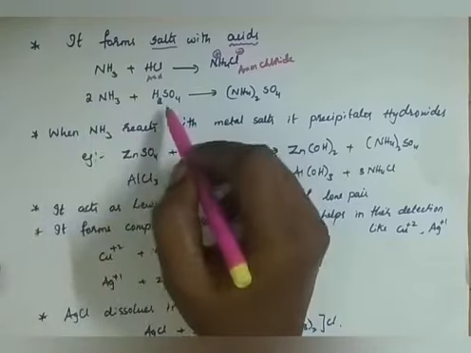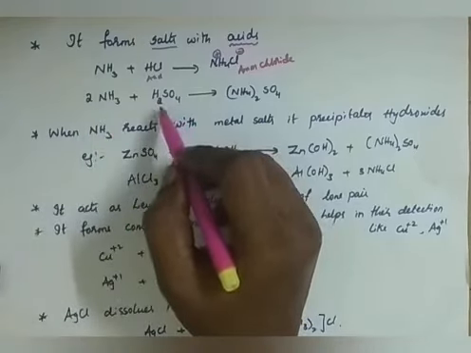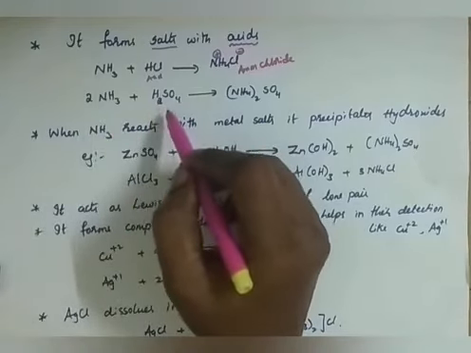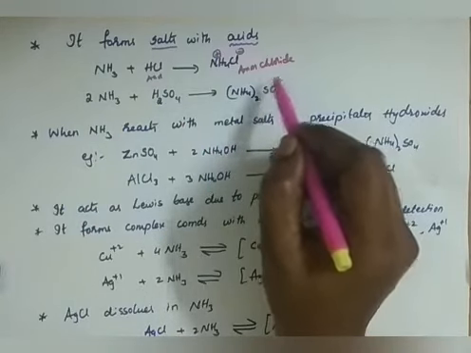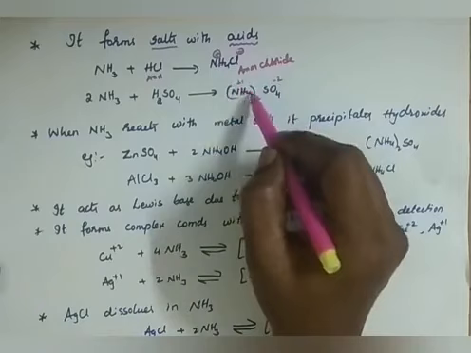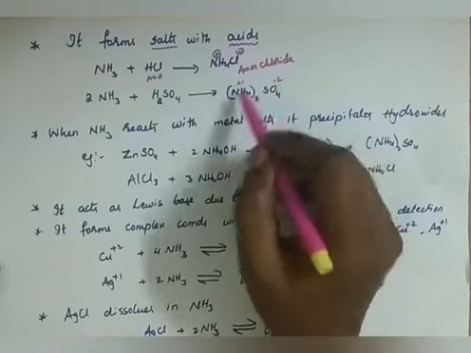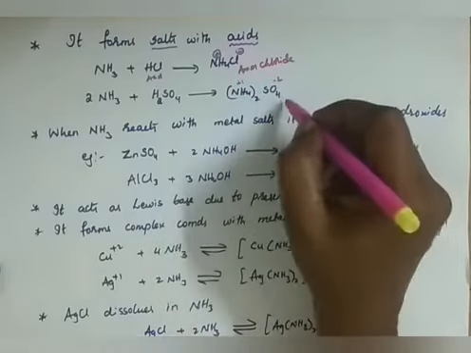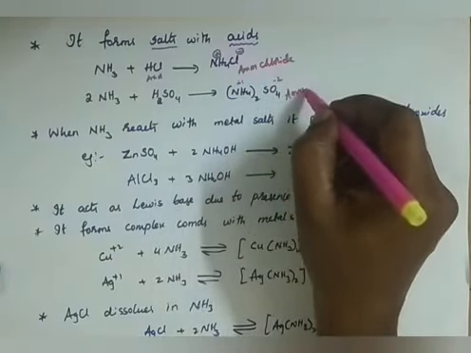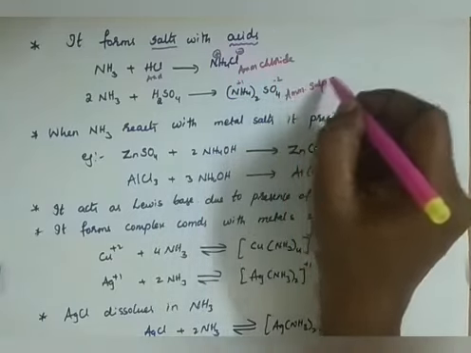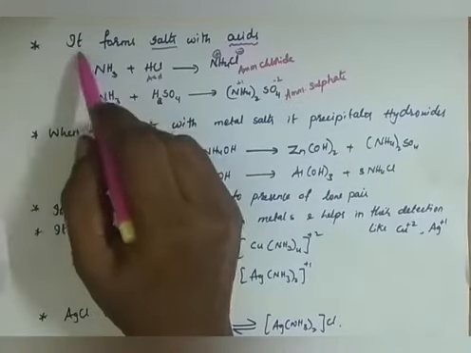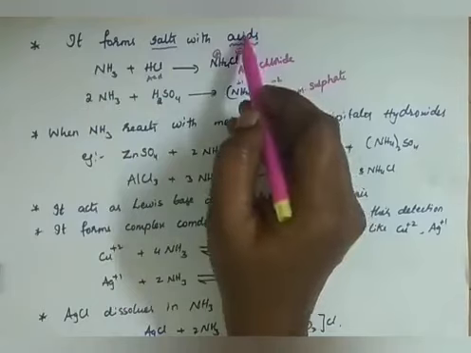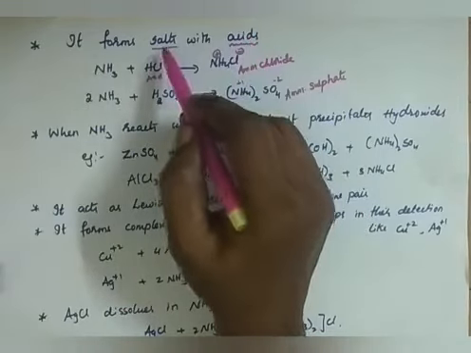Ammonia reacted with sulfuric acid, this is our H2SO4, forms ammonium sulfate. Again, this is minus 2 charge, and each ammonium has plus 1, so plus 2 charge. Right? So, this is ammonium sulfate. So, one reaction is that ammonia reacts with the acids and forms the salts.